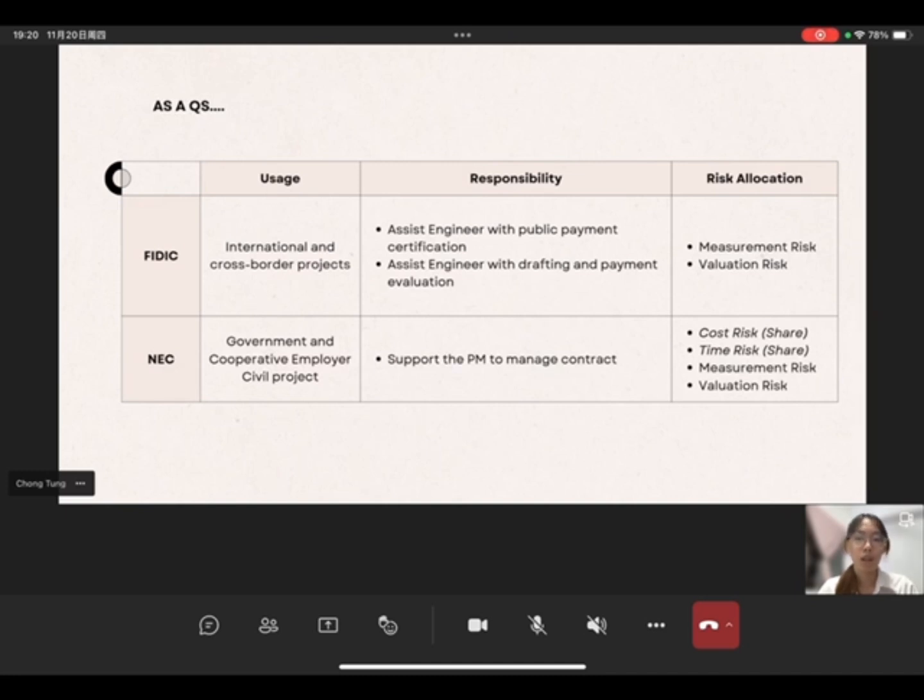The risk allocation for the FIDIC and the NEC is the same, including the measurement and valuation risk. But for the NEC, the QS needs to share the risk of cost and time with the other parties. And next will be passed to Seleta for sharing her part.